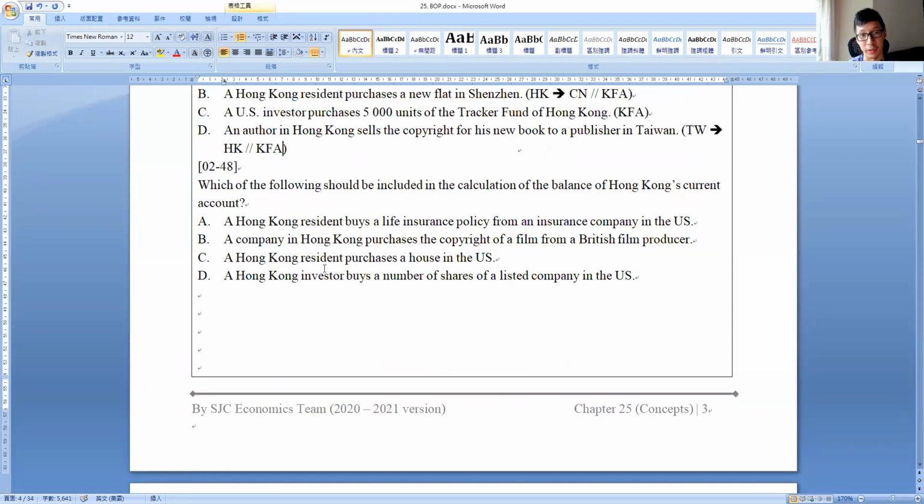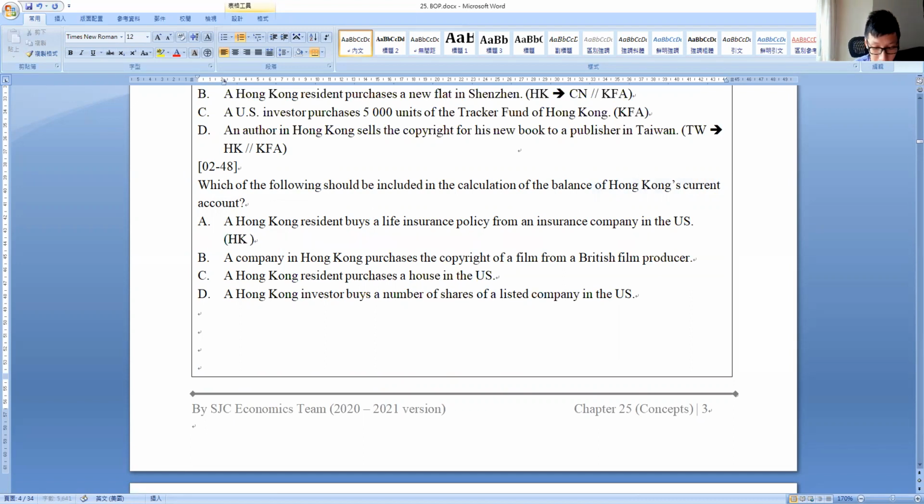It should be on the next page. Now, which of the following should be included in the calculation of the current account? Let's look. A, a Hong Kong resident buys a life insurance policy from an insurer in the US. So Hong Kong is paying money to the US. Insurance is a service account. Yes, this is the current account.